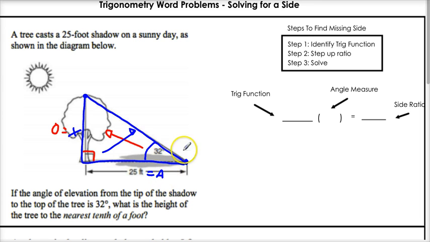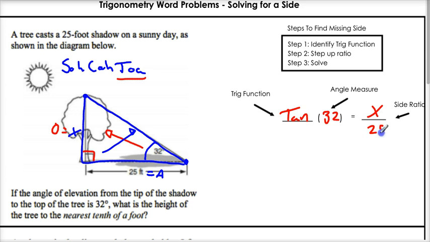All right. So we write out SOHCAHTOA. And we're going to figure out which of these functions we want to use. We have opposite and we have adjacent. Well, opposite and adjacent is our tan function. So we're going to take tan of our angle measure. So it's 32 degrees. Is equal to opposite, which is x, over adjacent, which is 25. Well, let's solve. All right, so we have the tan of 32 over 1 is equal to x over 25. 25 times tan 32 is equal to x.